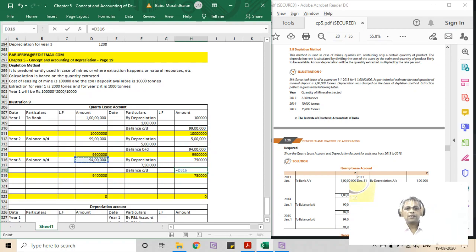So I'm just taking the beginning balance for the year and then deducting the depreciation here. Depreciation is calculated based on the original cost of the lease, 1 crore, and it is calculated basis the number of tons extracted. So 2,000 tons, here it is 10,000 tons and here it is 15,000 tons that got extracted. So the depreciation is charged based on the total tons extracted. Very similar to the machine hour method, right? But it is at a higher scale when it involves quantities.